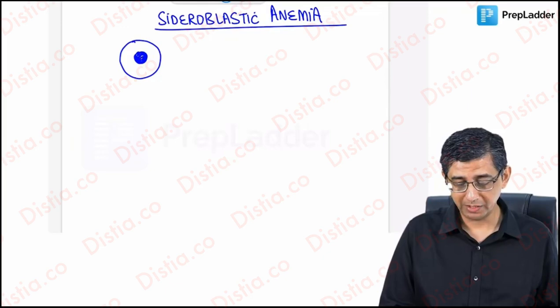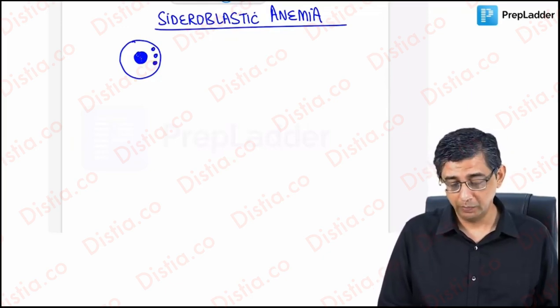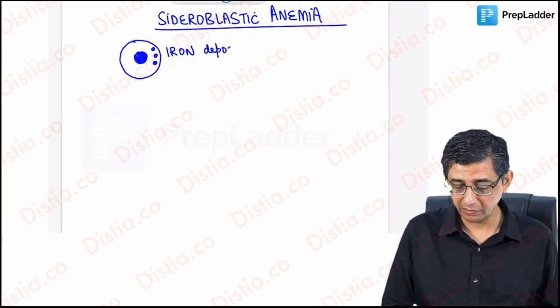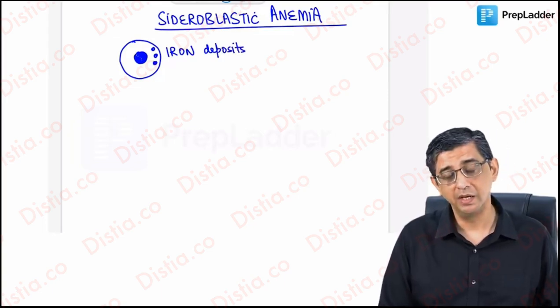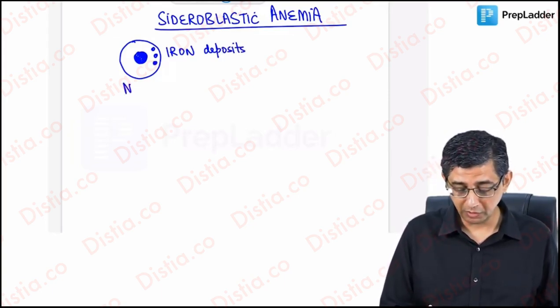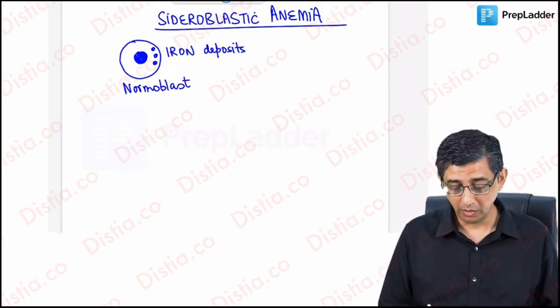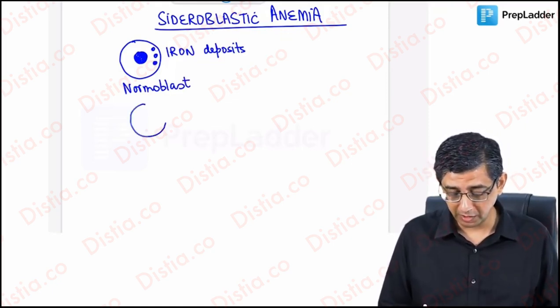At the moment, what I'm sketching before you is a representation of a normoblast. The blue dots that I've shown here are iron deposits which are going to be utilized for red blood cell synthesis. The normoblast is of three varieties: first an early normoblast, then an intermediate, and then a late normoblast. Now I'm going to draw this normoblast once again before you.